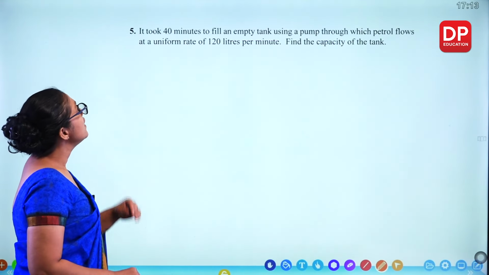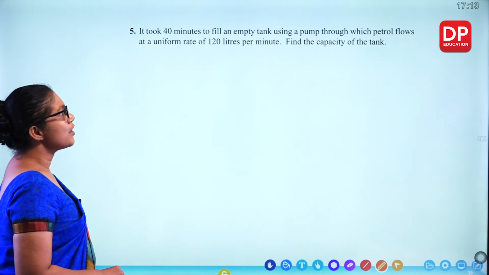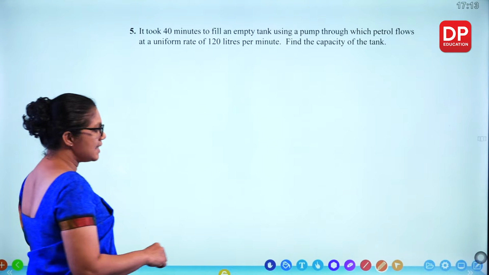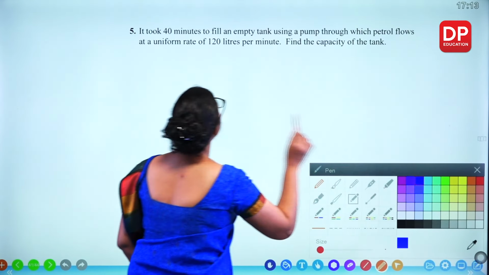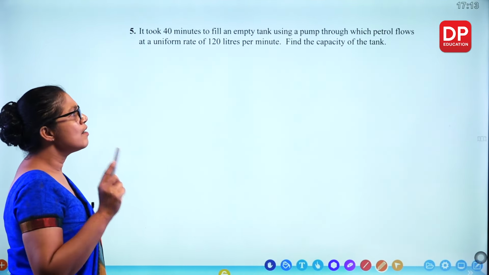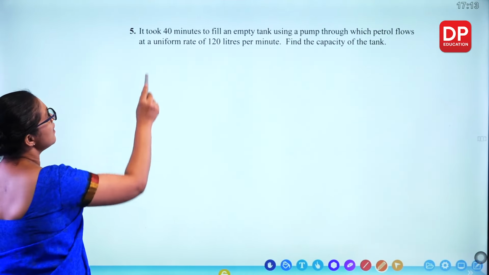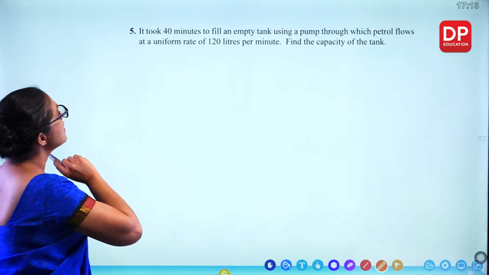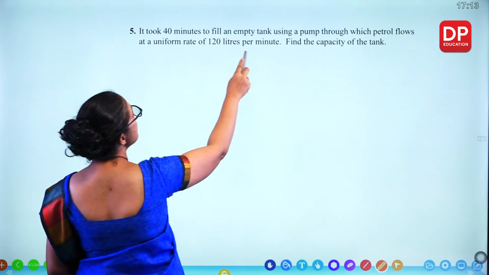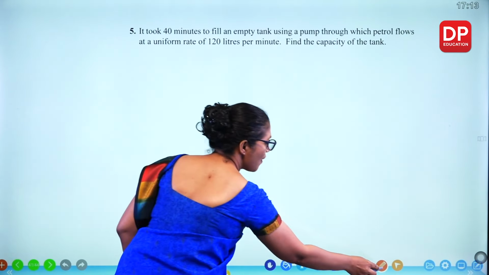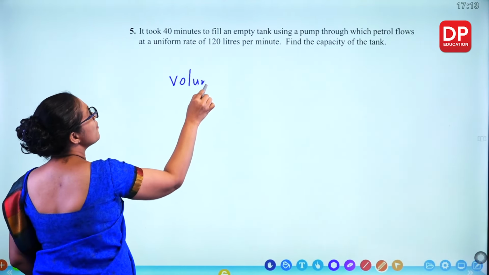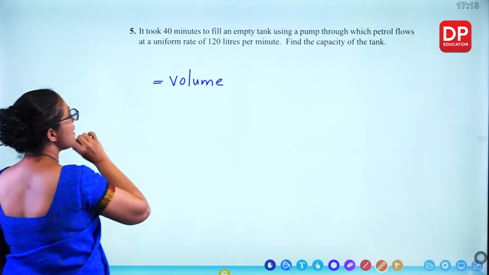Question number 5. It took 40 minutes to fill an empty tank using a pump through which petrol flows at a uniform rate of 120 liters per minute. Find the capacity of the tank. So capacity is same as the volume. Now look at the question. Time is given 40 minutes. And this is 120 liters per minute is the rate. So we can find out the volume using other formula.